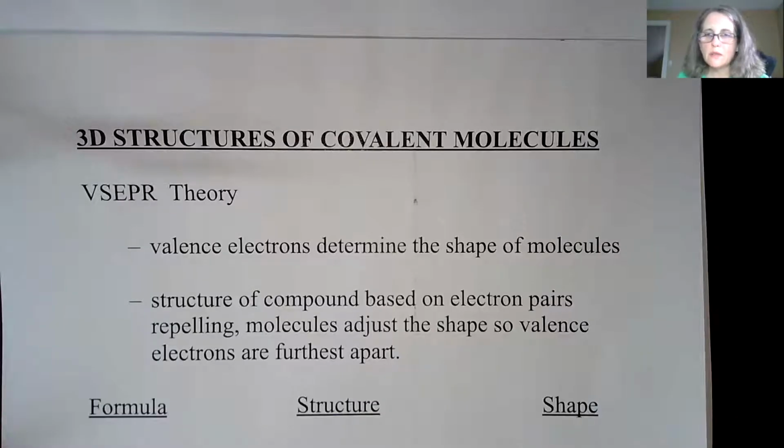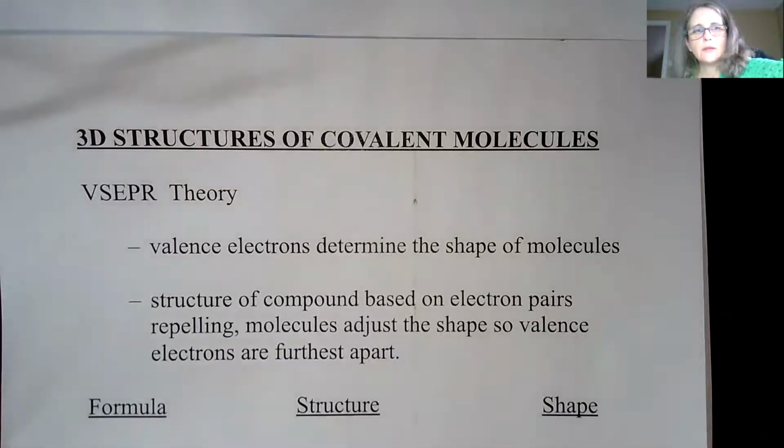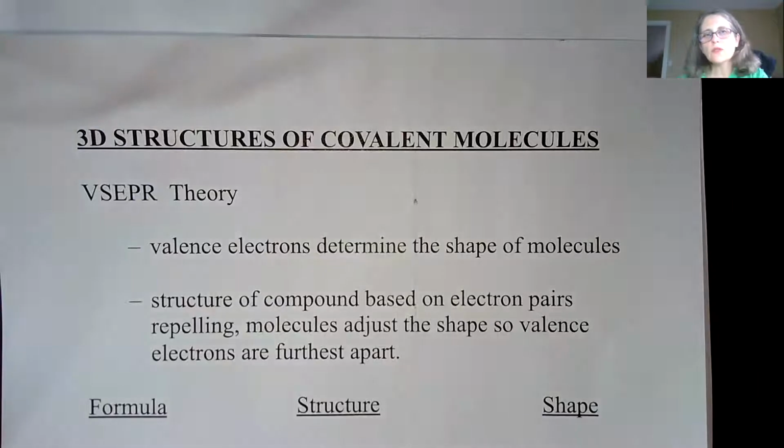So this video is going to be looking at these covalently bonded molecules and how they demonstrate themselves in 3 dimensions. What is the 3-dimensional structure of these molecules? It's called VSEPR theory, valence shell electron pair repulsion.